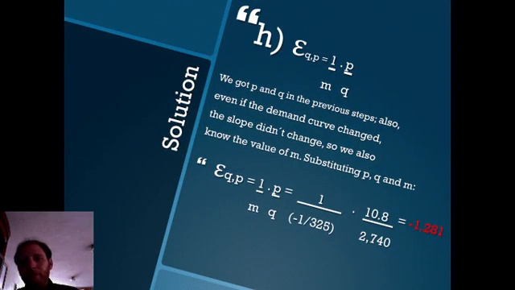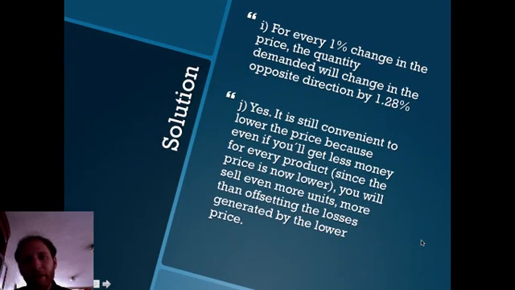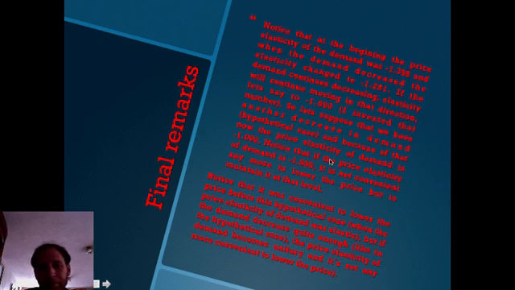Then you can get the elasticity here, and we have a new price and a new quantity, so you get a new elasticity, but in this case it is still higher than 1 in absolute terms, so it will still be convenient to lower the price. Okay, well, I hope this might be helpful for you to study.